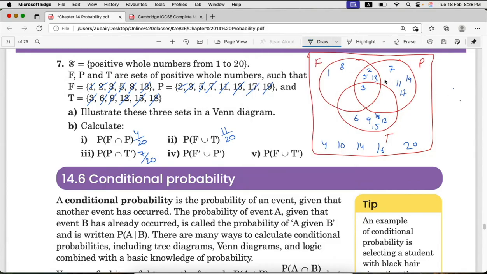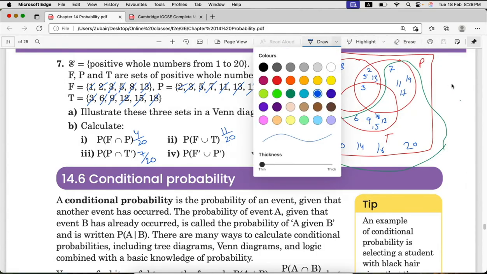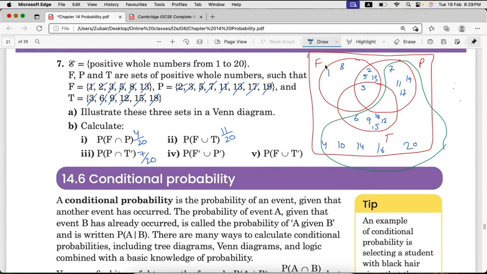Let me highlight. If we are talking about F complement, this is 16. And if we are talking about P complement, we are talking about all these. And then we are doing the union of this. So these four are left out, and yes, 16 out of 20.